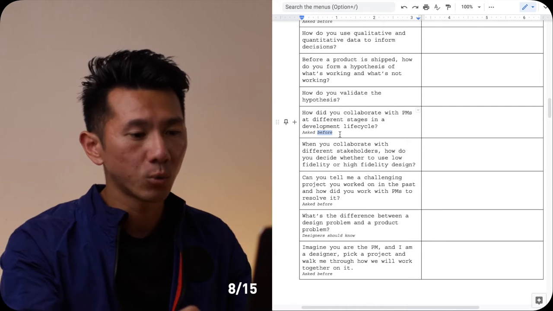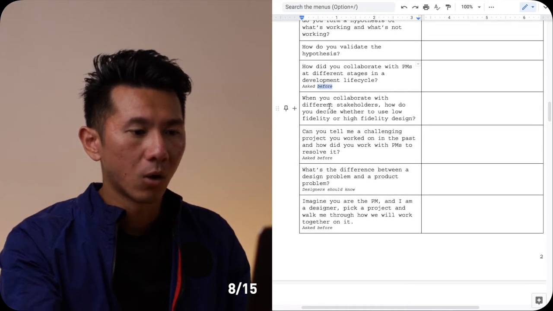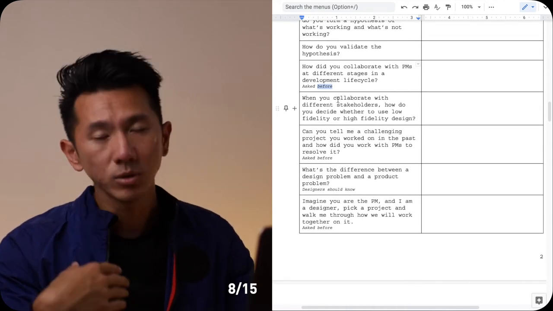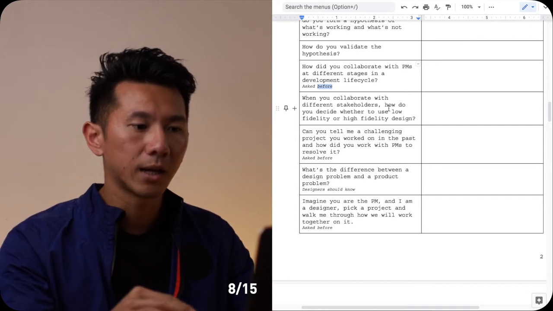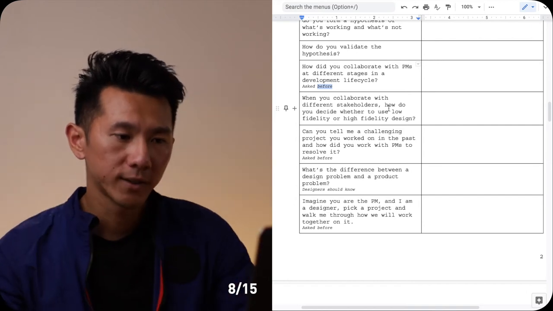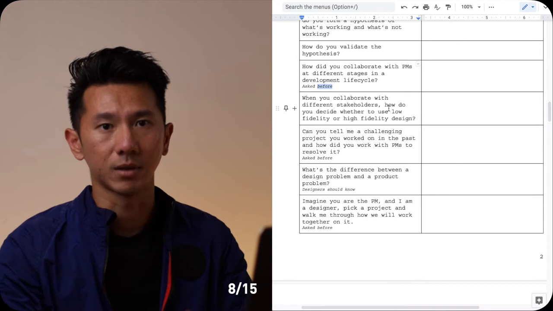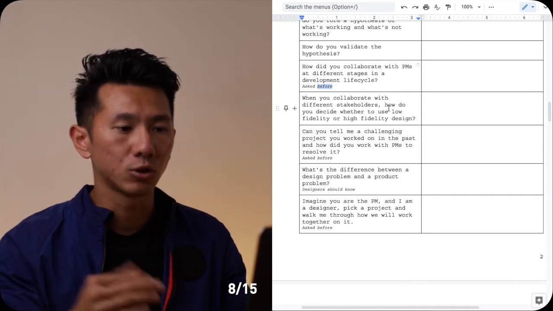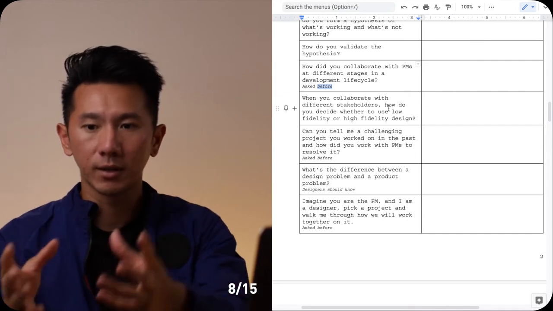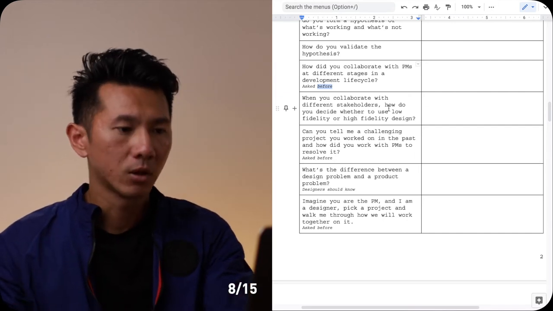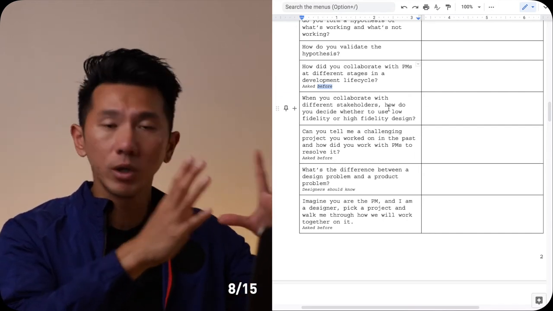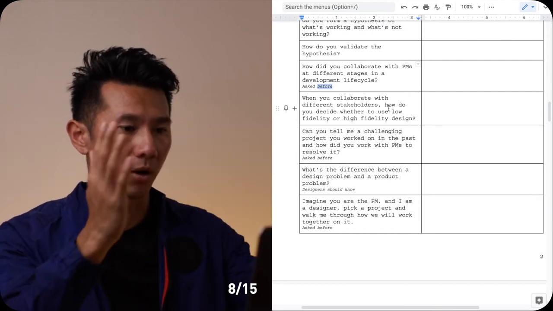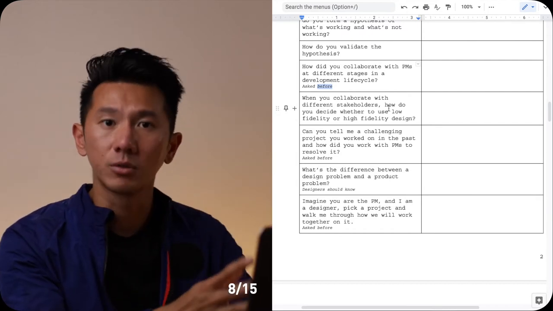And the next question, which is a little bit more detailed: when you collaborate with different stakeholders, mostly the PM they are looking for here, how do you decide whether to use low fidelity or high fidelity design? And this should also be straightforward. It depends on the stages. You should know when to use a low fidelity mock-up or wireframe, up to a very interactive, realistic prototype, or even almost a production-ready prototype.